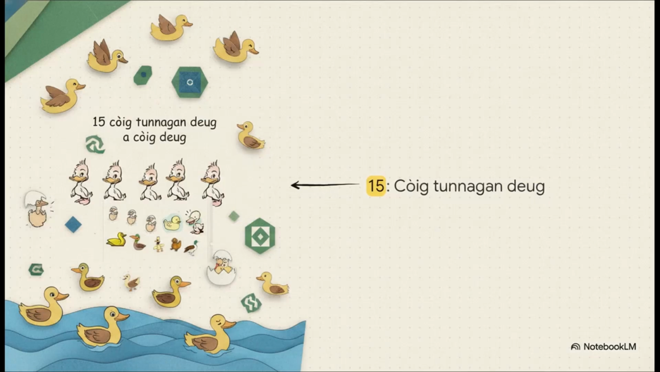Let's see this glorious sandwich in action. Here we have 15 ducks. Coig, tunagang, dug. I'll say it slowly, you try repeating it. Coig, tunagang, dug. Now say the whole shebang. Coig, tunagang, dug. There you go. We just conquered one of the most unique features of Gaelic grammar.